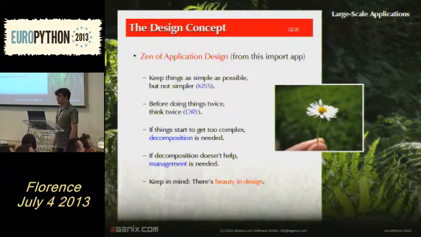The Zen of application design. I just made this up. So the very basic things that you probably mostly know. One is keep things as simple as possible, but not simpler. That's the KISS principle. It's said that Einstein invented this. Then there's the DRY principle, so don't repeat yourself. I used the term before, doing things twice, think twice.